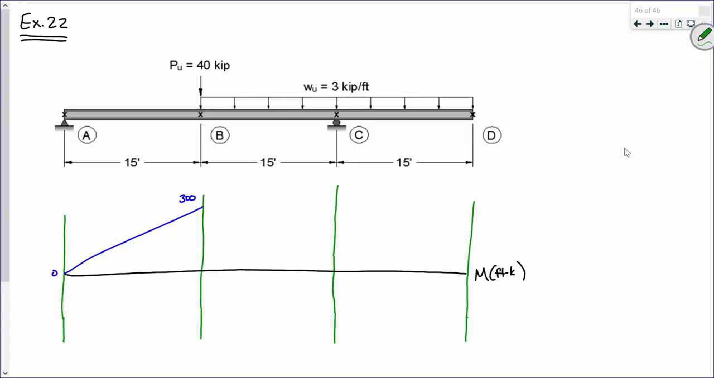Sound good? Okay, now, what is the shear diagram going to look like from B to C and from C to D, I guess I should say? The shear diagram will be linear, so the moment diagram will be parabolic, right? Okay. So what I propose that it looks like is this.